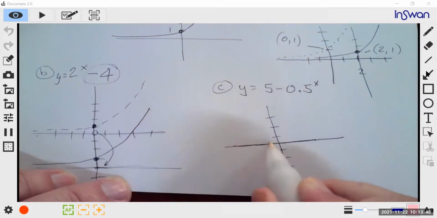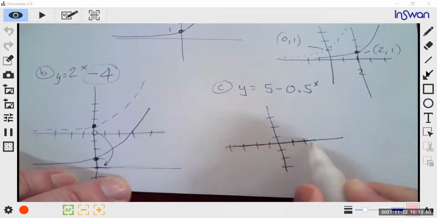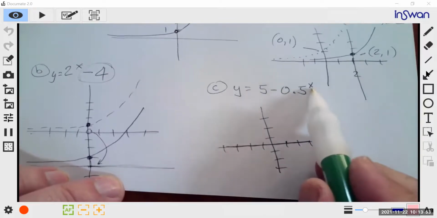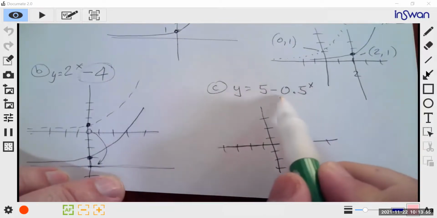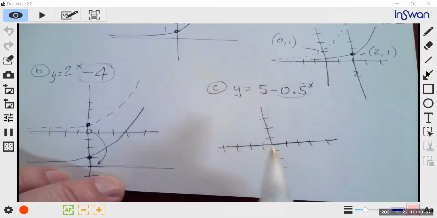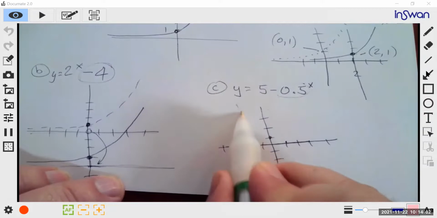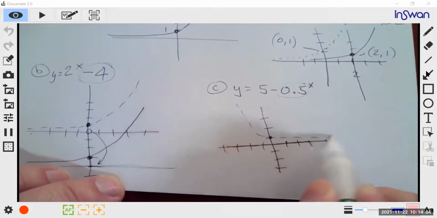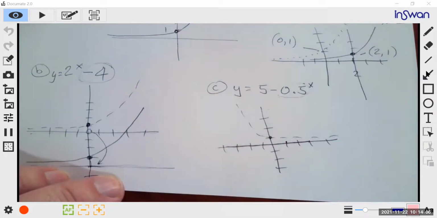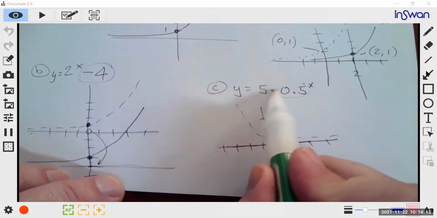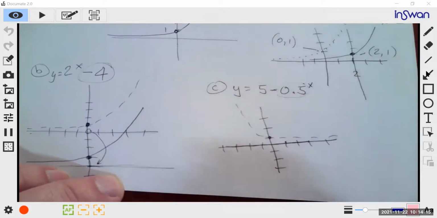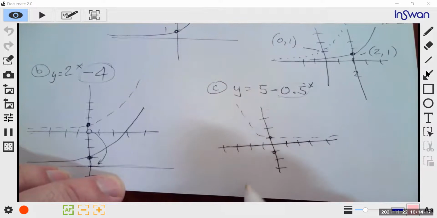Looking at this equation, is there a horizontal shift? No horizontal shift, it's just x. But the base of x is a decimal. That means that it still crosses at 1, but it's a decreasing function. But there's a negative in front of that. So I flip across the y-axis. My graph now looks like this.